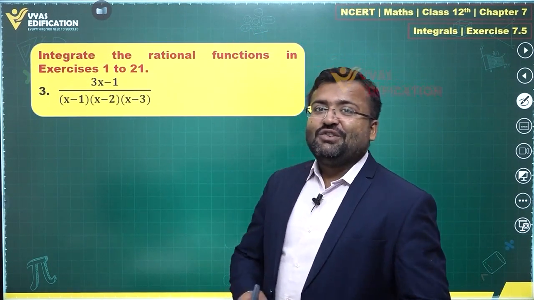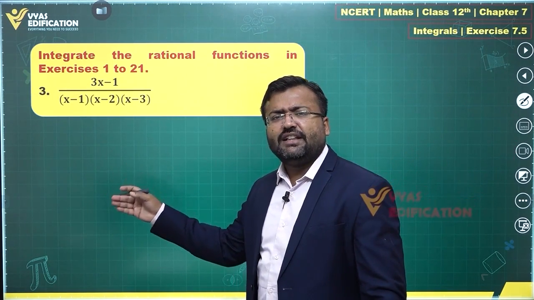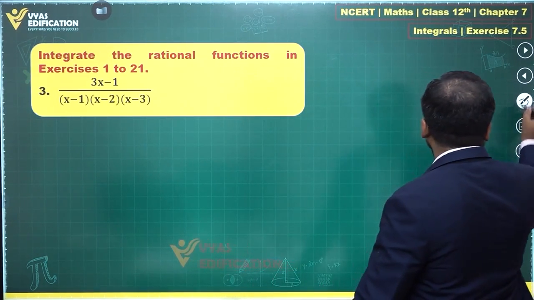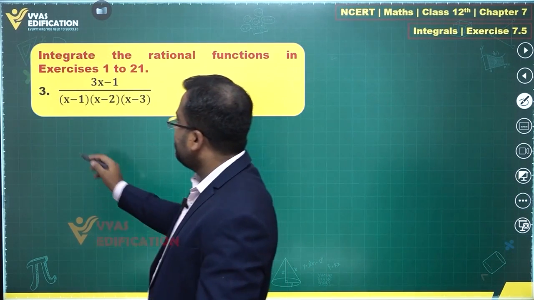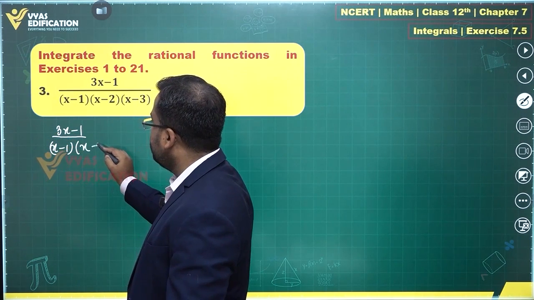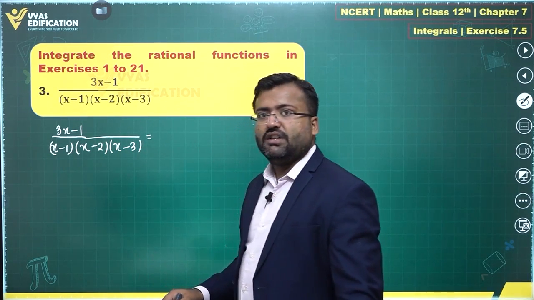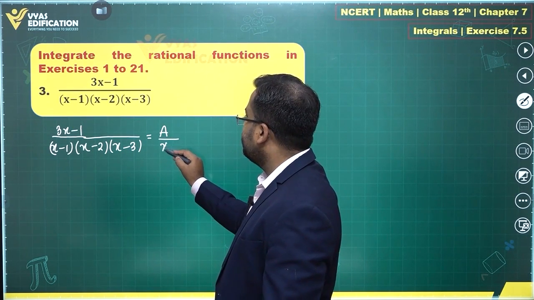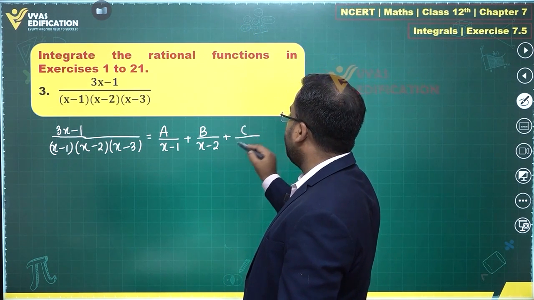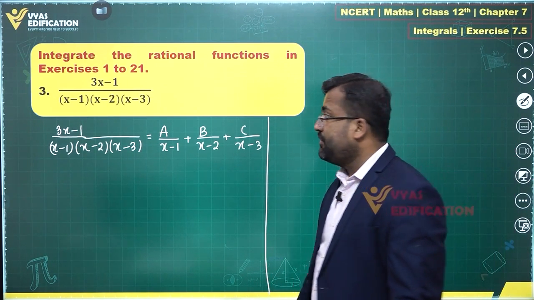And in the previous question also we saw a shortcut, the method of finding the values of A, B, and here you will also need C, right? So first let's write the expression in terms of partial fractions. 3x minus 1 upon x minus 1, x minus 2, and then you have x minus 3 as well in the denominator. This is equal to A upon x minus 1 plus B upon x minus 2 plus C upon x minus 3. This is what you have.